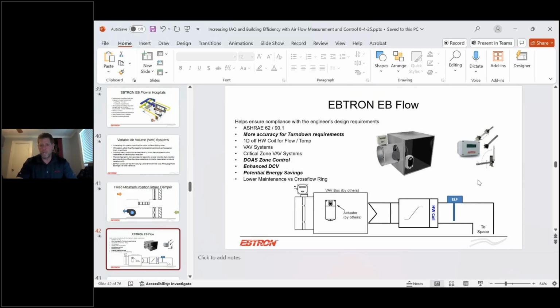And you can utilize our Ebtron, what we call the ELF unit, with an air terminal unit to give you precise control over that damper so that you're not over ventilating a space. Again, more accuracy at turn down requirements, right? Enhanced DCV control, DOAS zone control, potential energy savings, and all those applications.